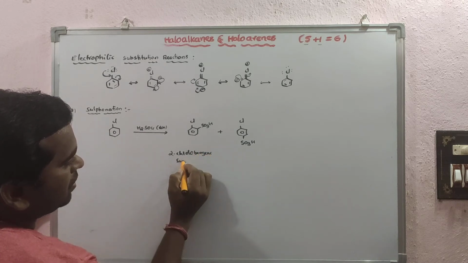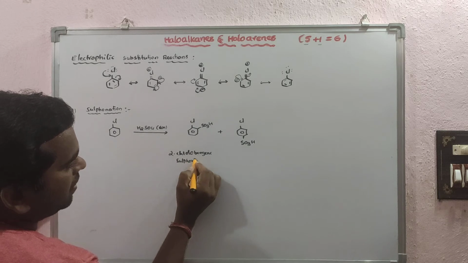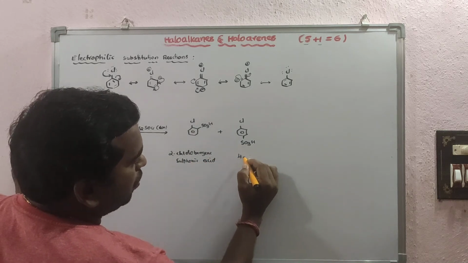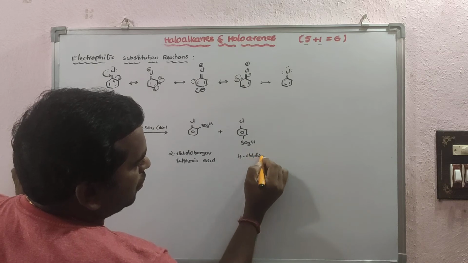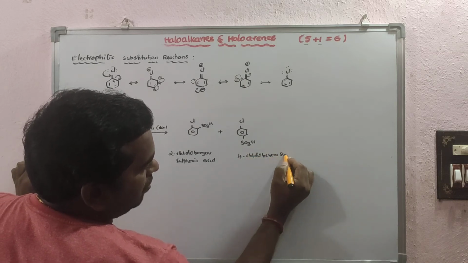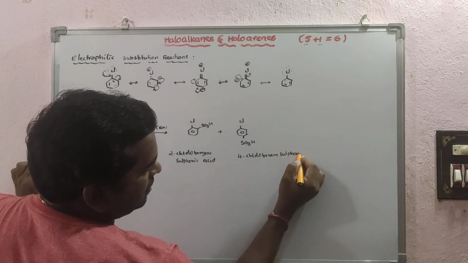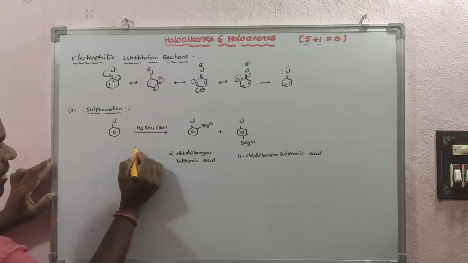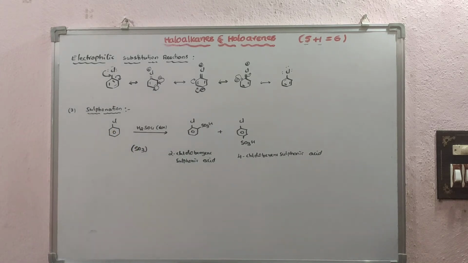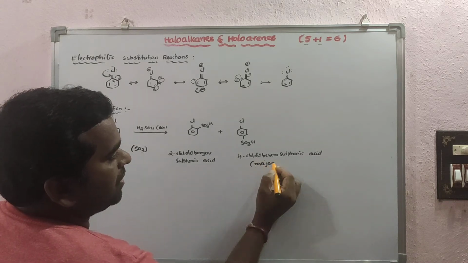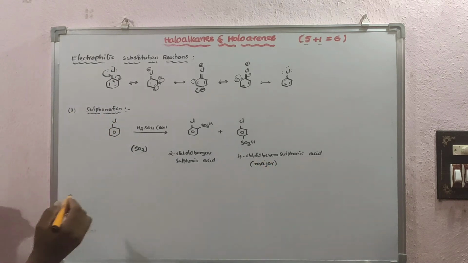Benzene sulfonic acid. Clear? And this is 4-chlorobenzene sulfonic acid. What is the electrophile here? The electrophile is SO3. That you also studied in the first year. So which one is the major product here? This is the major product.